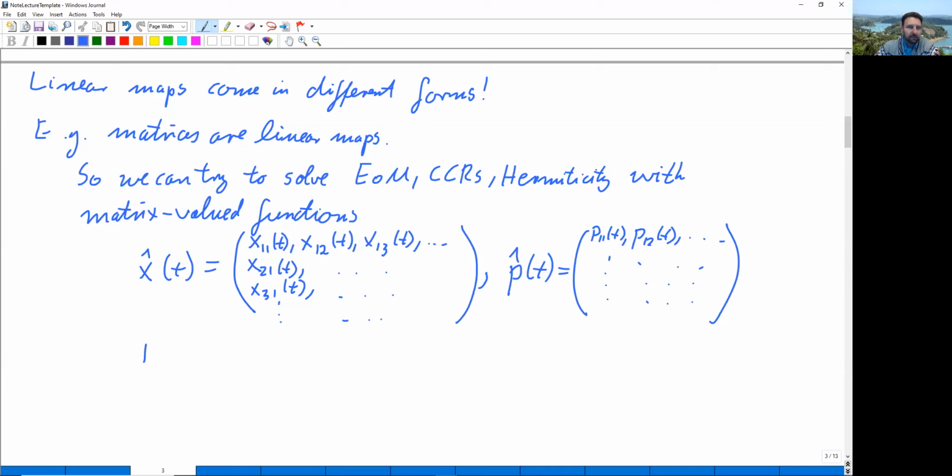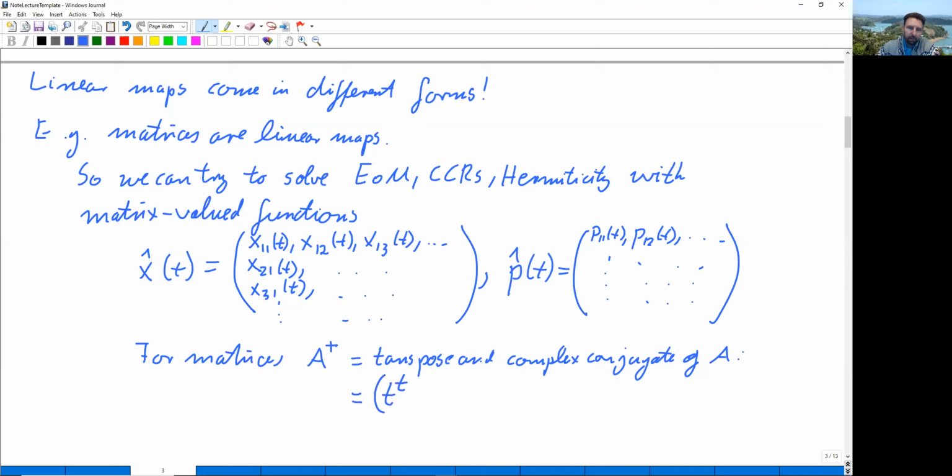Because remember that for matrices, we have that if A is a matrix, then A dagger is the transpose and complex conjugate of A. Oh, why did I write this? Sorry. It's A transposed.